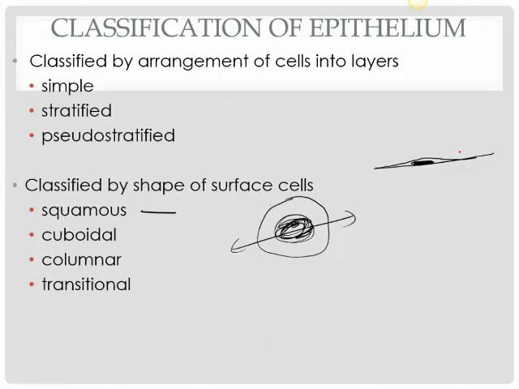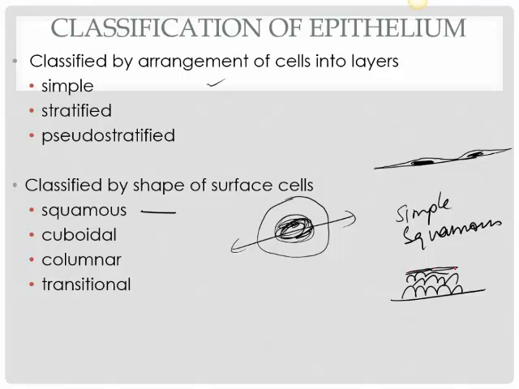If you have squamous epithelium made of just one layer, we'll call it simple squamous epithelium. We use both classifications together. If, on the other hand, we have an epithelium which has many layers, but the top layer is squamous, thin and flattened out, we will call it stratified squamous. Do you understand? Stratified squamous means many layered and the top layer is squamous.